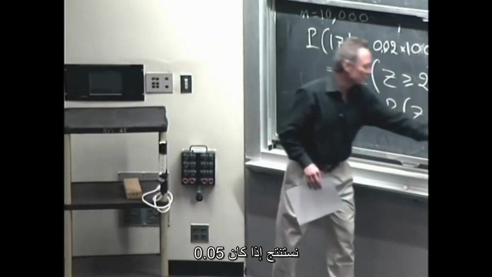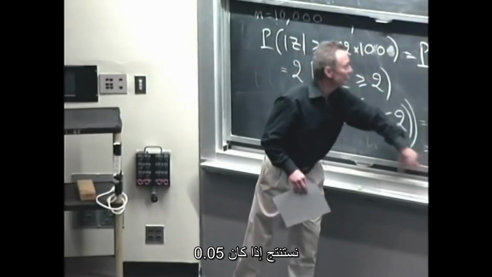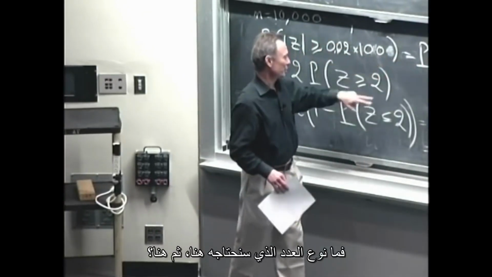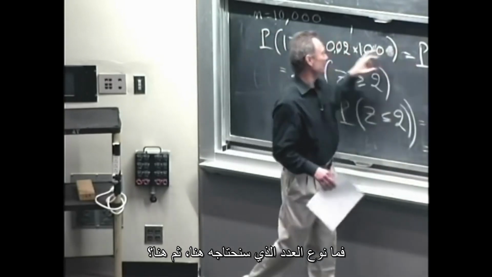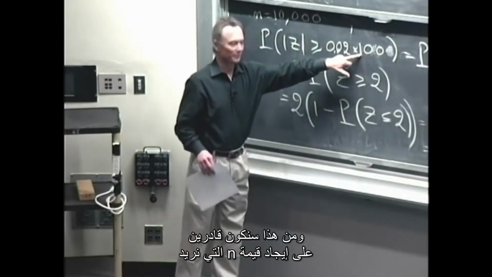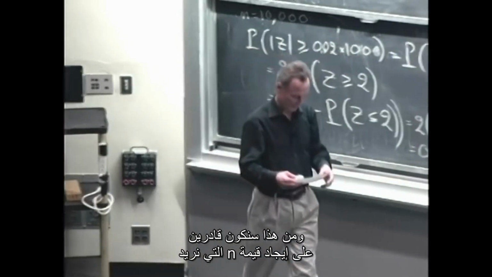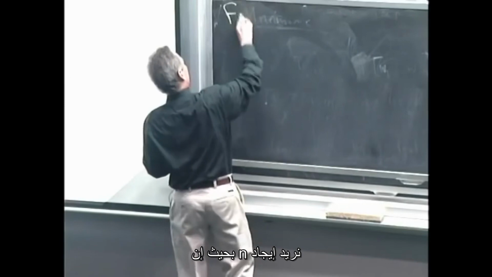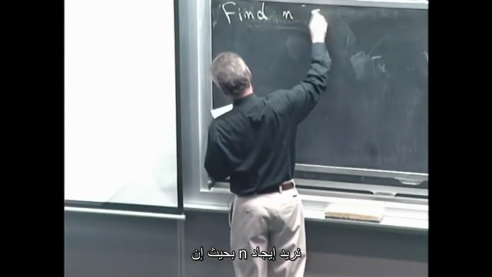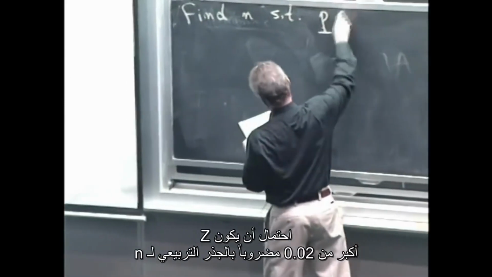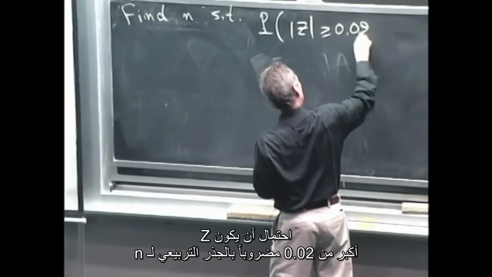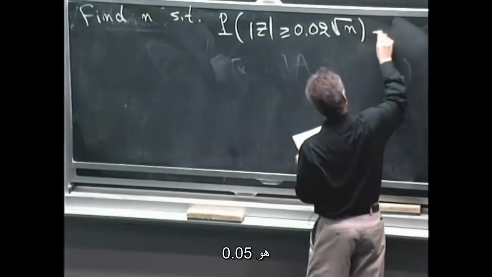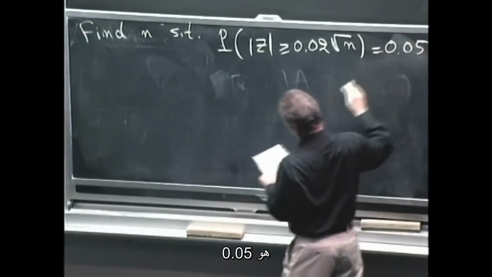Figure out if this is 0.05, what kind of number we're going to need here, and then here, and from this we will be able to tell what value of n we need. So we want to find n such that the probability that Z is bigger than 0.02 square root n is 0.05.